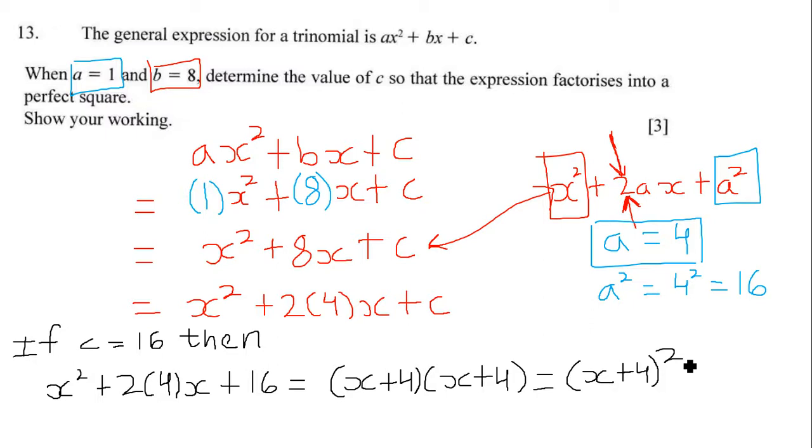Any questions for me on that? Why did you put the square at the end? Because remember, if we have x plus 4 times x plus 4, that's x plus 4 squared. And we have to show that it factorizes into a perfect square. So here we show that it's a perfect square.